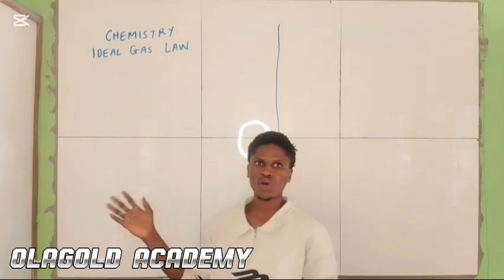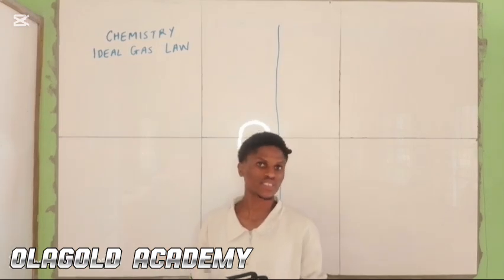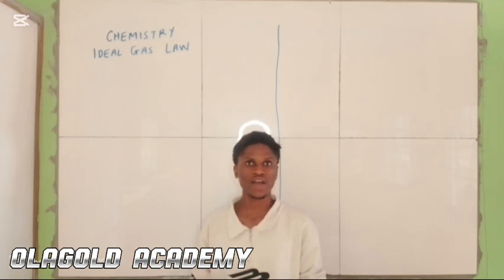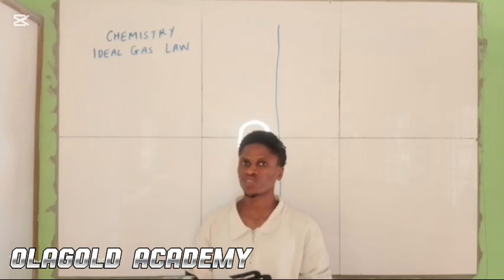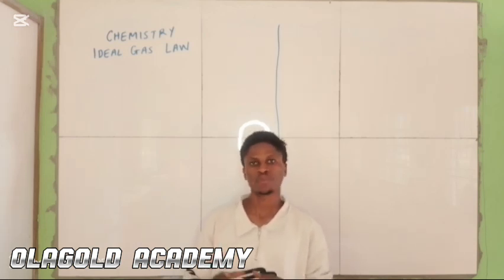Now, for Boyle's law, it is stated that the volume of a fixed mass of gas is inversely proportional to the pressure, provided that the temperature is constant. That is for Boyle's law. For Charles' law, the volume of a fixed mass of gas is directly proportional to the temperature, provided that the pressure remains constant.